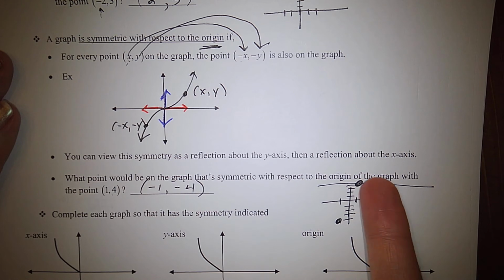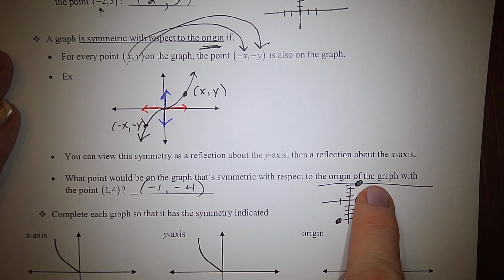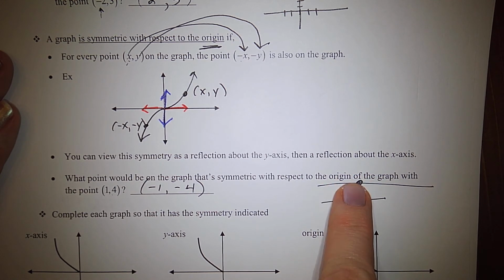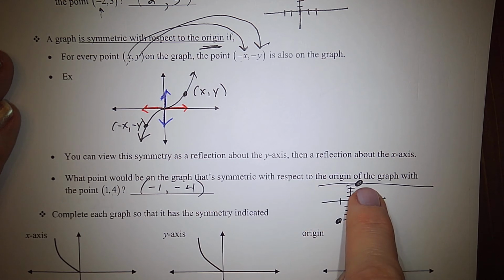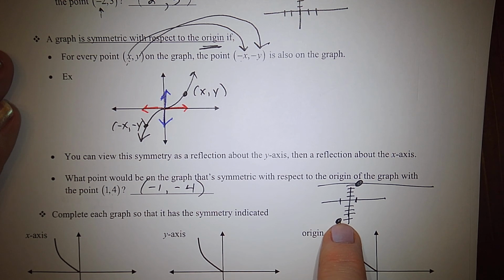Or you could look at it this way. Anything in this quadrant is going to have a y-axis reflection, and then an x-axis reflection. So it reflects y and x at the same time.